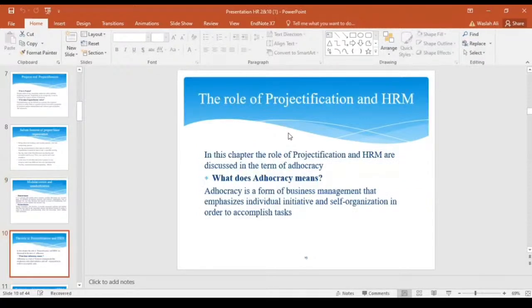Moving forward, the role of projectification in HRM. In this chapter, the role of projectification and HRM is discussed in terms of adhocracy. So first of all, what does adhocracy mean? Adhocracy is a form of business management that emphasizes individually initiated action and self-organization in order to accomplish tasks.